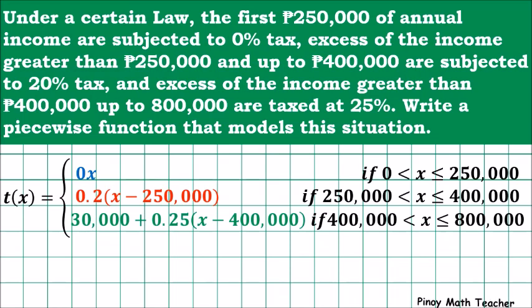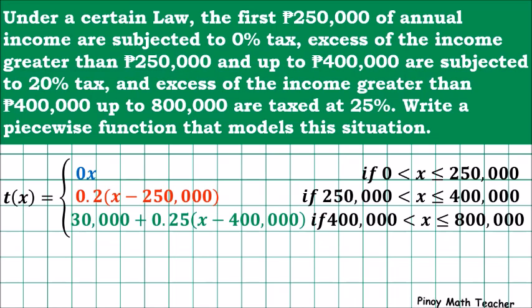So, paano nangyari yun? Kapag ang annual income natin ay mababa or equal sa 250,000 pesos, ang babayaran natin na tax ay 0%. Ibig sabihin, exempted tayo. Kung ang annual income naman ay higit sa 250,000 pesos hanggang 400,000 pesos, magkano man ang sobra sa 250,000 pesos ay mapapatawan ng 20% na tax. Kung ang annual income ay higit sa 400,000 pesos hanggang 800,000 pesos, ang papatawan lang ng 25% na tax ay kung magkano lang ang sobra sa 400,000 pesos.